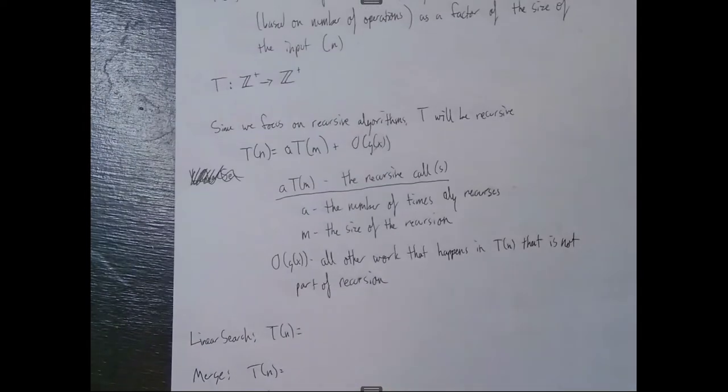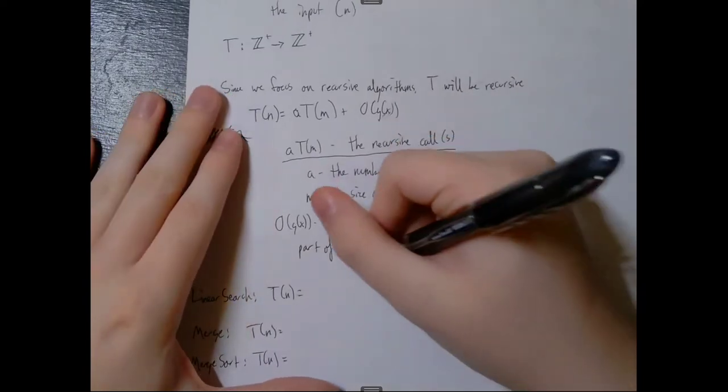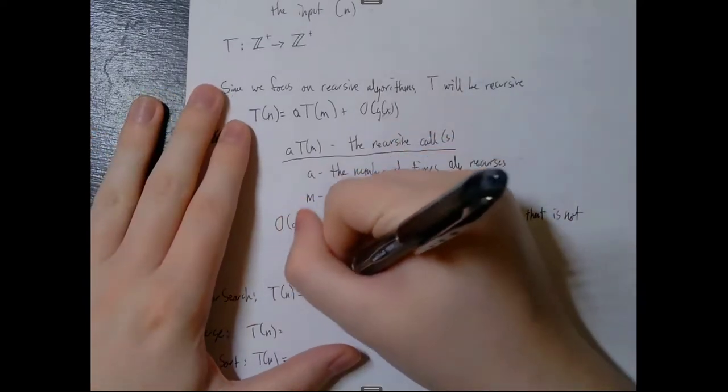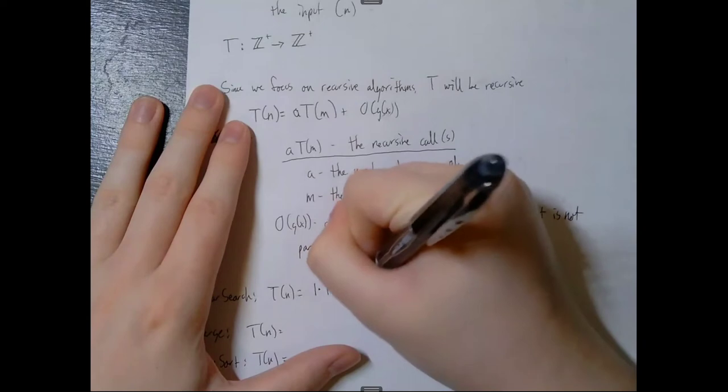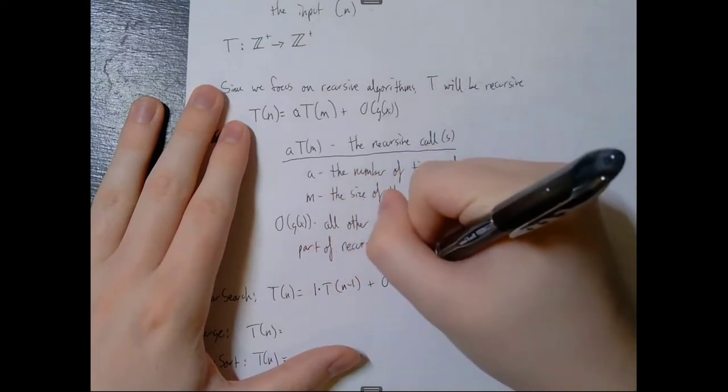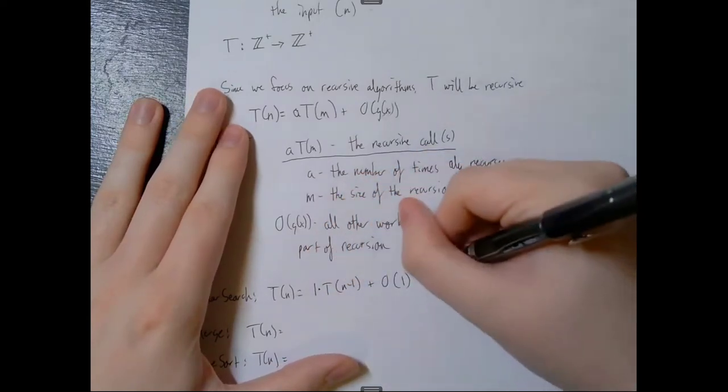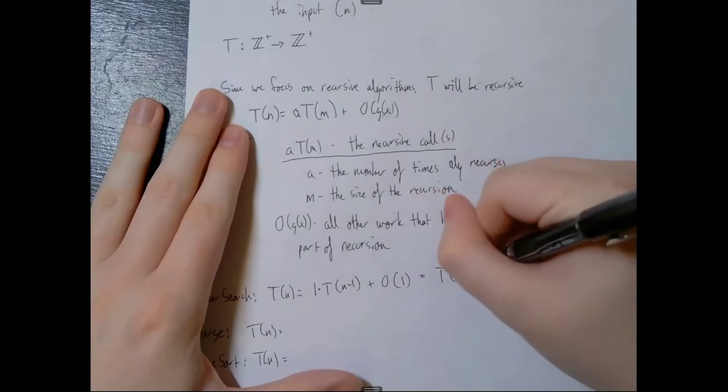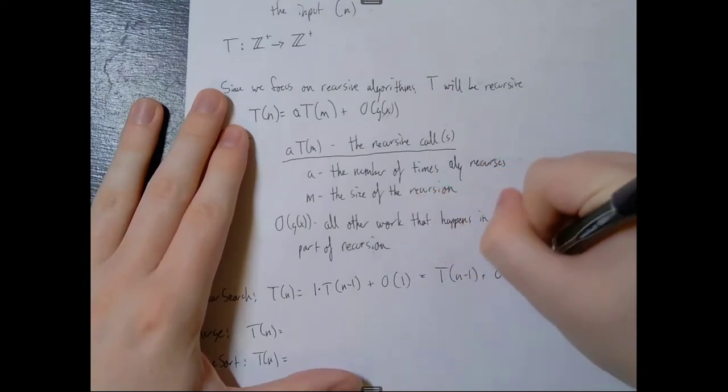So linear search, we're going to combine all this together. Linear search T of n is equal to 1 times T of n minus 1 plus O of 1. We can simplify this to just T of n minus 1 plus O of 1.